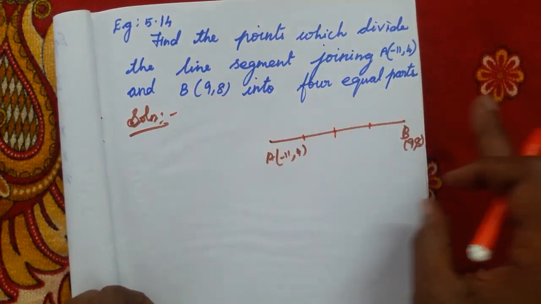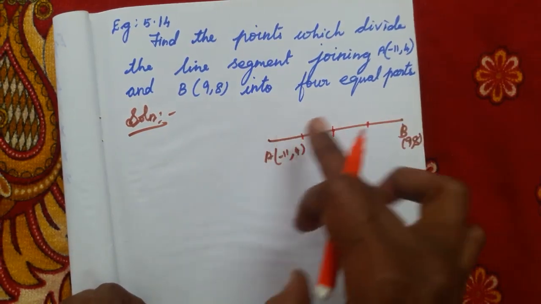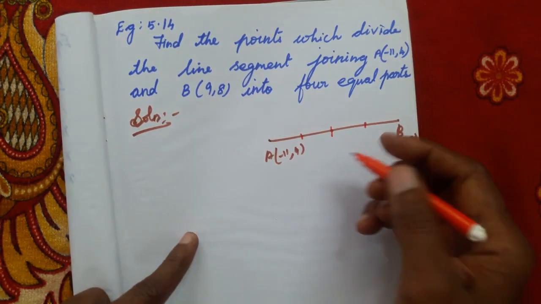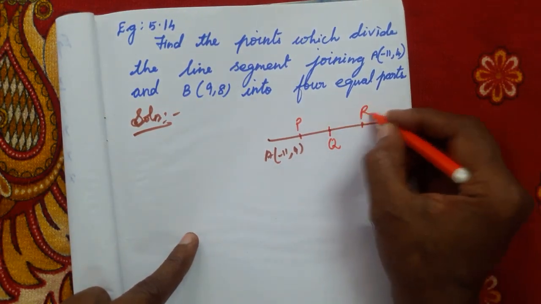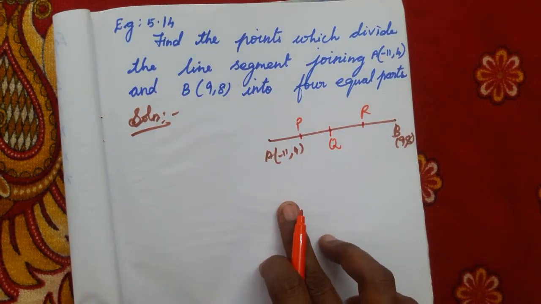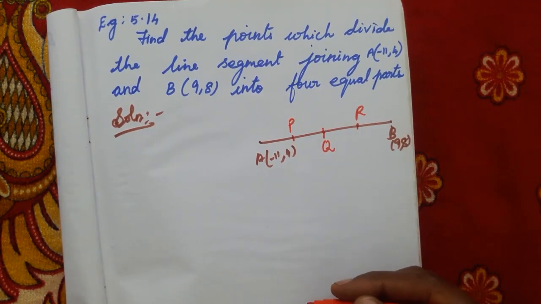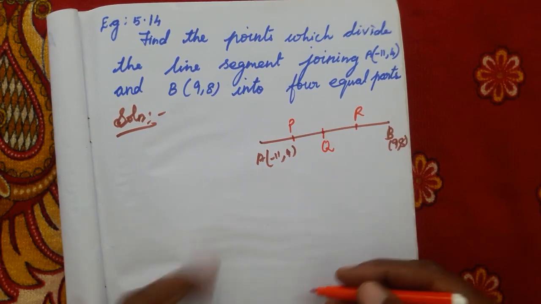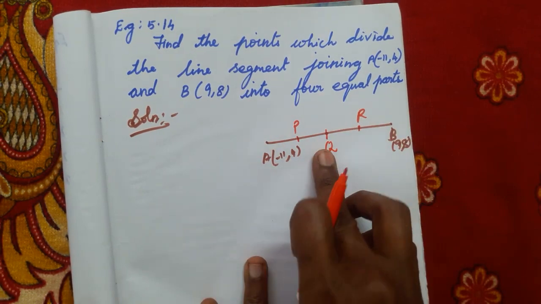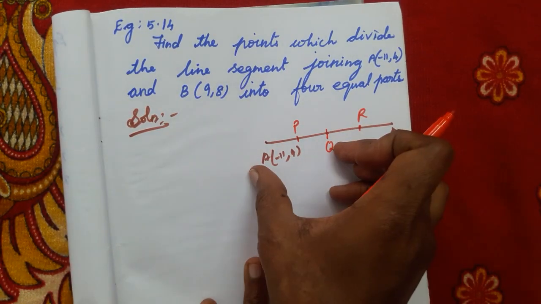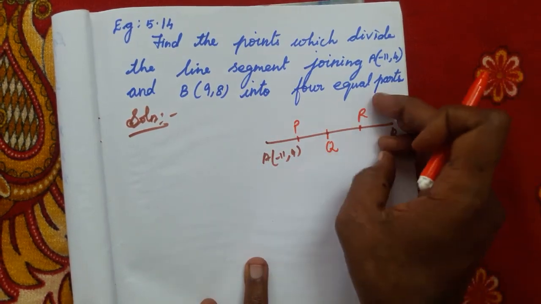If you want to find the 4 equal parts, first we have to find the midpoint of AB. Next we can take P, Q, R as the points dividing it into 4 equal parts. Midpoint of AB is equal to Q. Next, midpoint of AQ is equal to P. Next, midpoint of QB is equal to R.